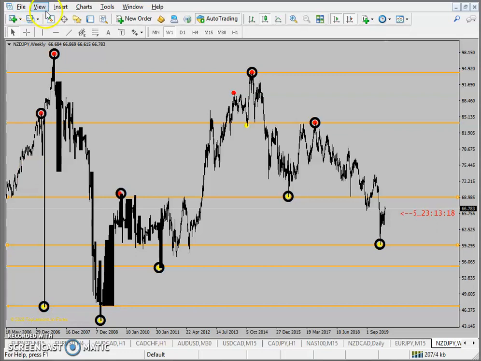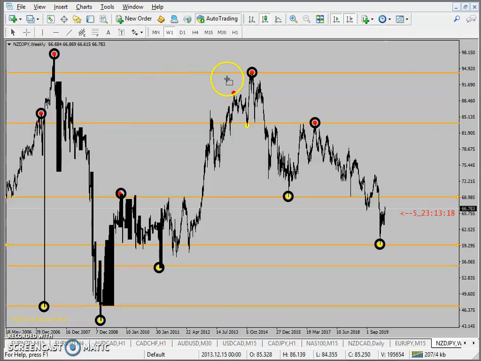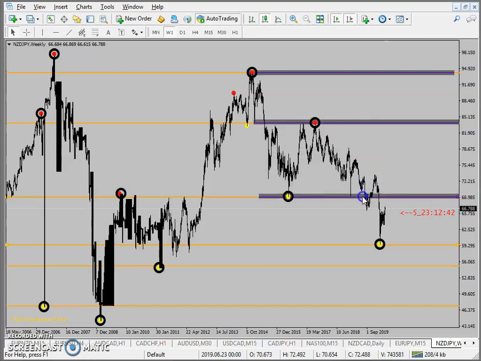After we have done that, we're going to go ahead and highlight our zones. There are two things you're looking for the market to do when it gets to that zone. It's either going to hit that zone, turn and go back to where it came from, or it's going to break out of that zone, retest it, and then continue in the direction where it's been going.